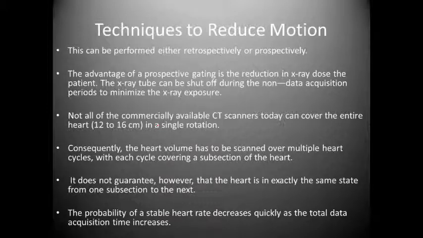The problem with all of this is that it does not guarantee that the heart is in exactly the same state from one subsection to the next. So while we are trying to scan in the same phase constantly, it does not mean that the heart is always going to be in the same location. And because of that, you may actually get very misguided images. So the probability of a stable heart rate decreases quickly as the total data acquisition time increases. And so as the patient tends to be inside the CT suite for a longer period of time, they get a little more disruptive and concerned when it comes to looking at their heart rate.